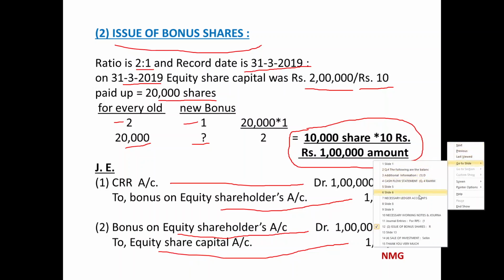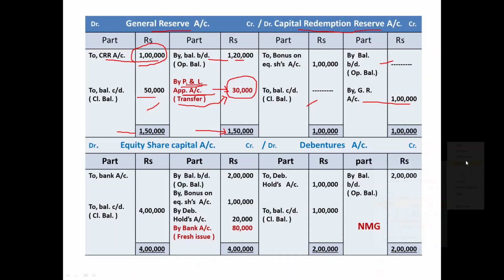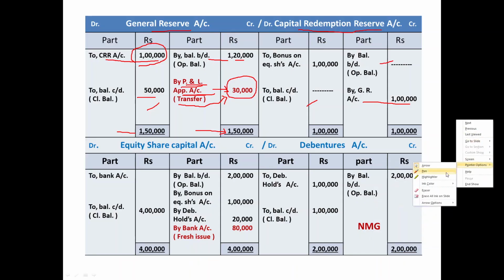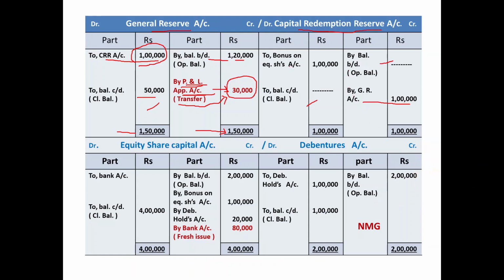Let us give the posting in the concerned ledger accounts, CRR and equity share capital account. See the posting. CRR account debited to bonus to equity shareholders account credited 1 lakh. Equity share capital account, opening balance 2 lakhs, closing balance 4 lakhs, posting bonus to equity shareholders, equity share capital account credited 1 lakh. Posting is over. Close the account. CRR account is over, 1 lakh, 1 lakh. No balancing figure, it's over.